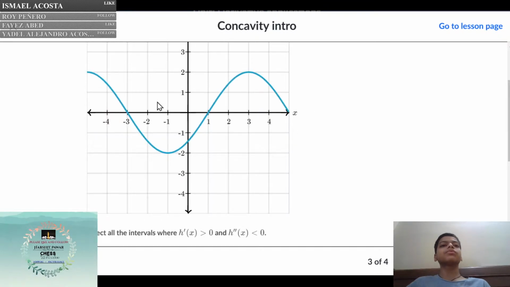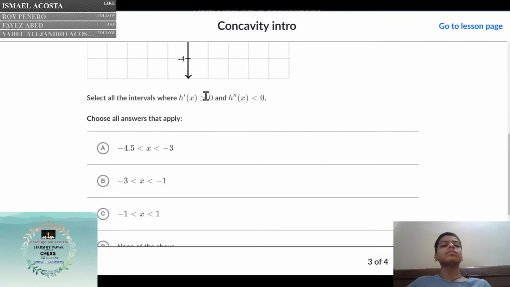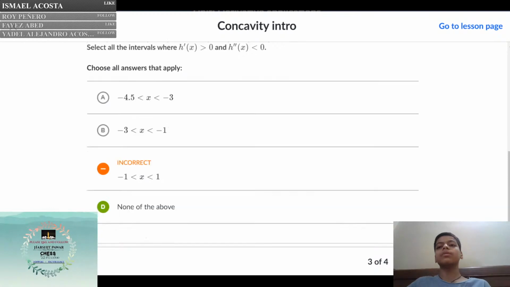Okay, let's see, from negative 1 to 1. From here to here we are increasing and we are also decreasing, increasing and decreasing. This is our option.